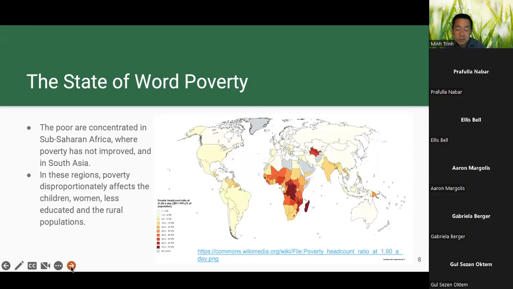So today, there are poor everywhere, right? Even North America and rich countries have poor, but the very, very poor, who have no more than $2 to live on per day, are concentrated. You see this in this map. The darker color shows the poorest population. They are concentrated in sub-Saharan Africa and in South Asia, and countries like Afghanistan have also been going through a lot of poverty, and poverty affects disproportionately children, women, the less educated, and rural populations. Okay. Next slide, please.